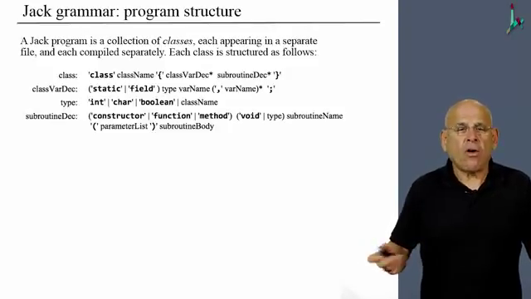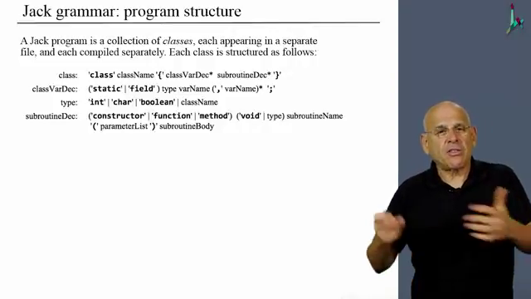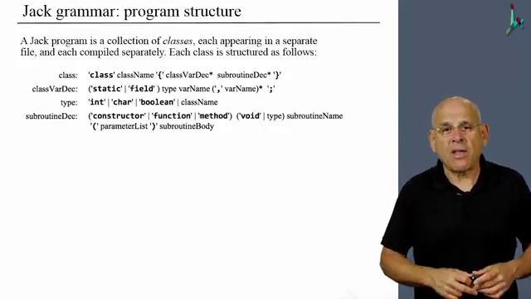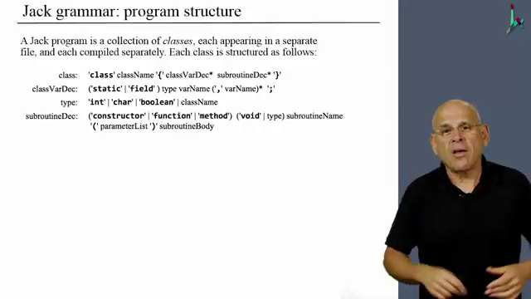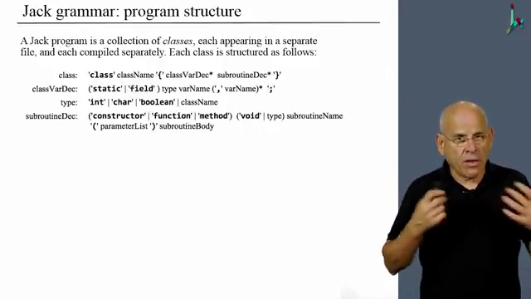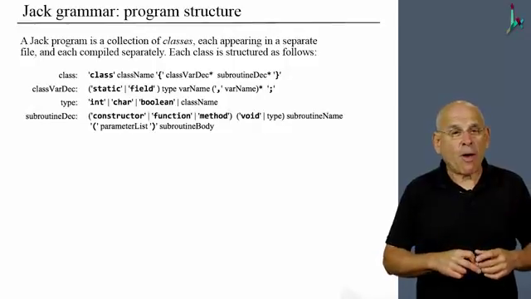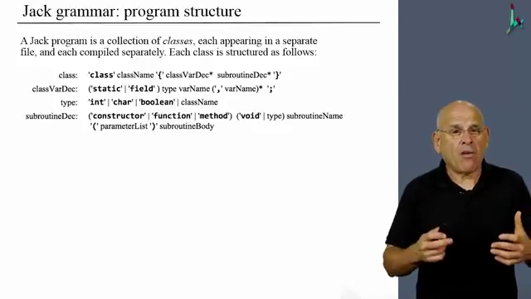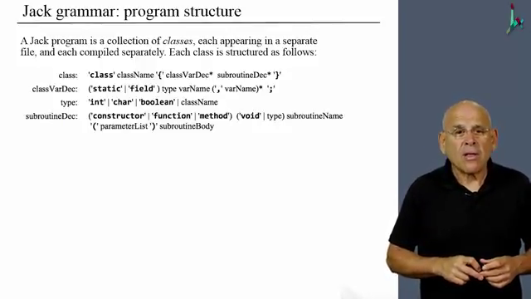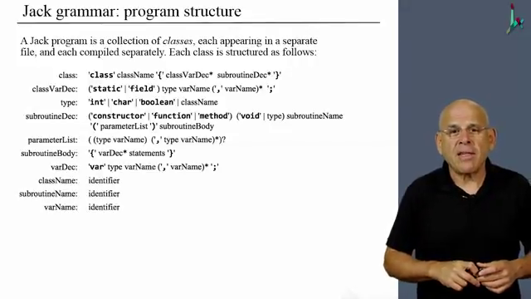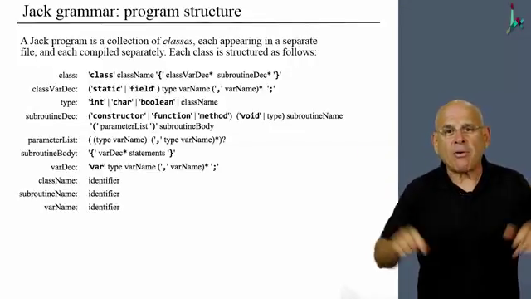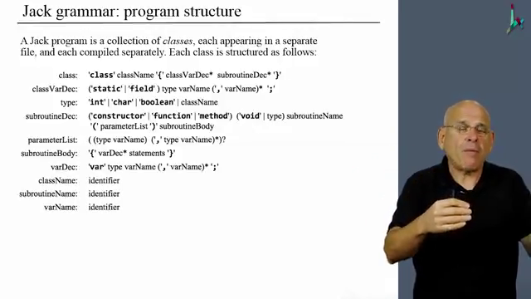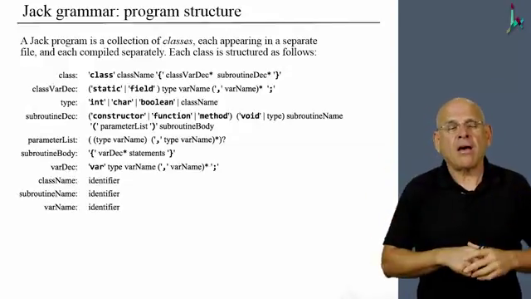Subroutine declaration always begins with either constructor, function, or method. The subroutine can be either void or a typed subroutine. In other words, it returns either a void or a typed value. It might have a parameter list, and as you see in the rule, a parameter list is the name of yet another non-terminal rule. It's the next rule, and indeed we see that the entire parameter list is optional. We have a question mark at the end, so we either have some parameters or we just have the parentheses only.